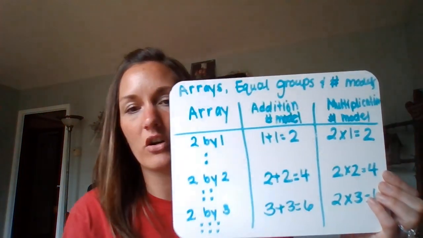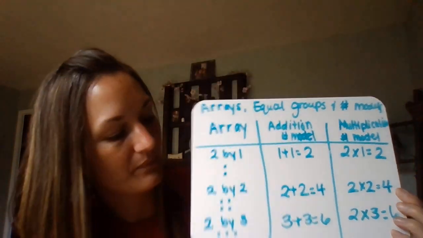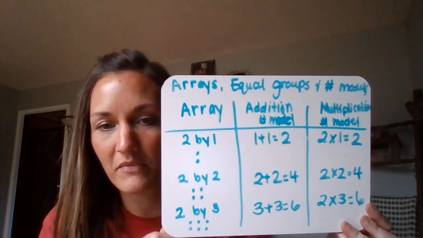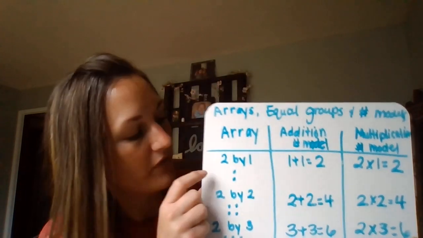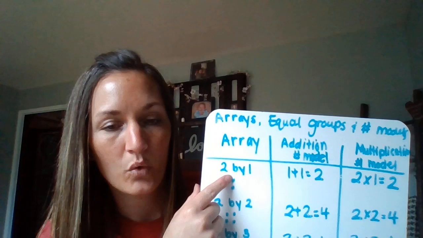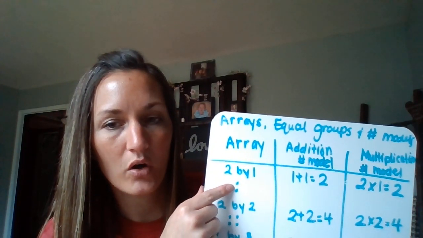So today what we're going to be looking at are arrays, how double facts work in equal groups, and making equal addition number models. Okay, so here I made up a little bit of a chart of what we are going to be looking at. An array is when we say something by something. So here's some examples. The first one we have is a 2 by 1. So we have one row of 2.